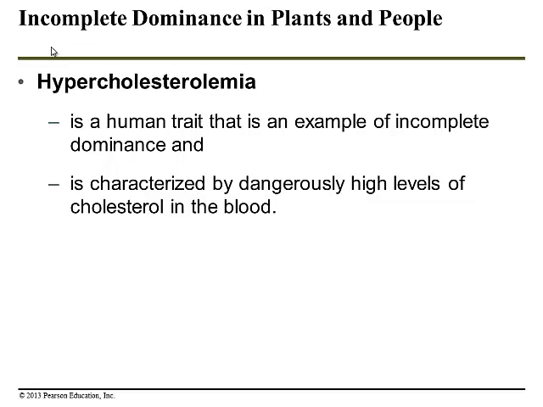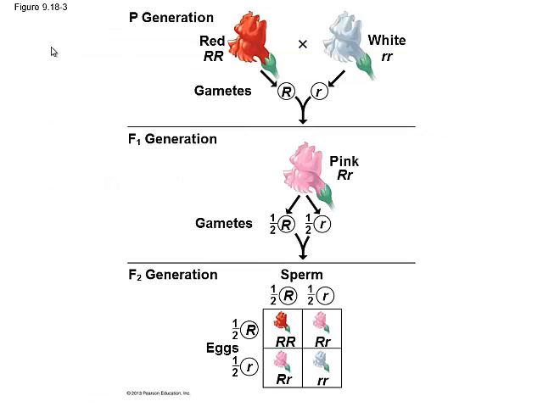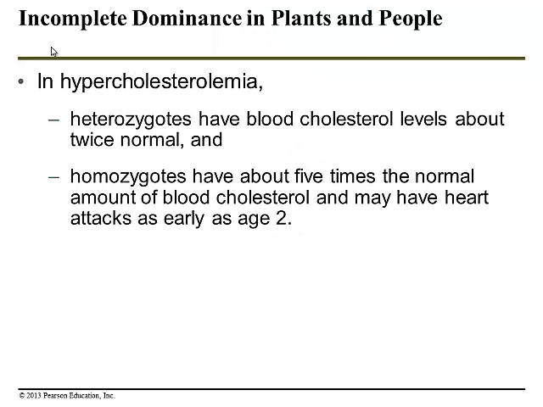So it's a human trait that's an example of incomplete dominance and characterized by dangerously high levels of cholesterol in the blood. So some of us have high cholesterol because of our genetics, not necessarily because of what we eat. Heterozygotes have blood cholesterol levels about twice normal. Homozygotes have about 5 times the normal amount of blood cholesterol and may have heart attacks as early as age 2, depending on how severe it is.